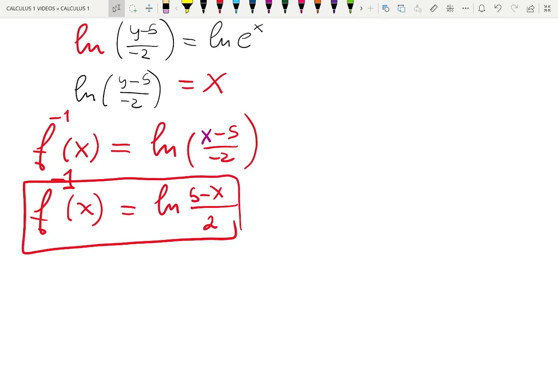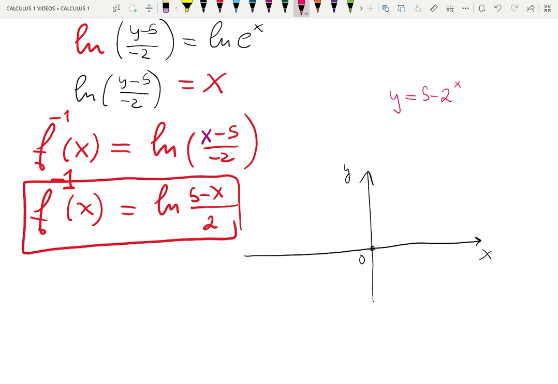Let's sketch the graph. Here's the graph. You can grab your calculator, or maybe you've had enough experience to graph everything without the graphing calculator. But usually you're not required to do that. Let's sketch y equals, the original function was 5 minus 2 e to the x. This function looks like so.